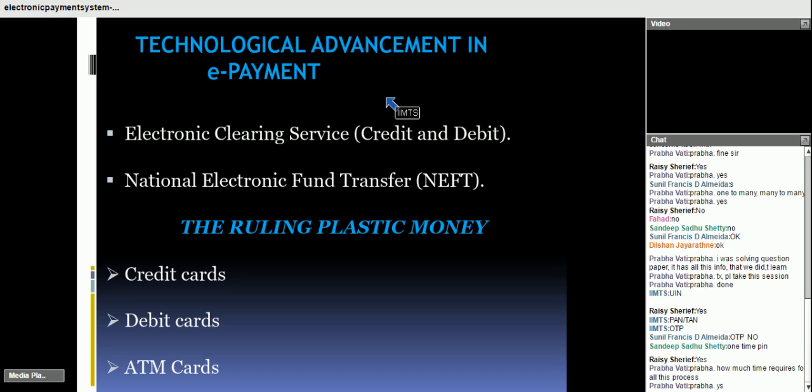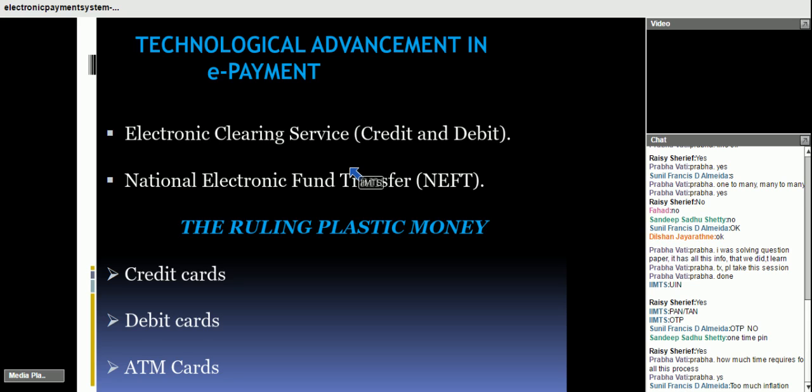So what are the technological advancements in e-payment? Electronic Clearing Service, credit and debit, National Electronic Funds Transfer, that is NEFT. The ruling plastic money is credit cards, debit cards and ATM cards.